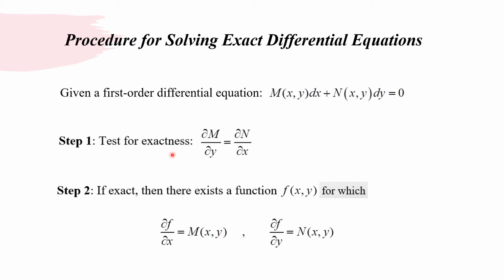If it is an exact equation, then we proceed to step number 2. If exact, then there exists a function f(x,y) for which ∂f/∂x = M(x,y) and ∂f/∂y = N(x,y). By definition of the exact equation, ∂f/∂x is defined as the function M and ∂f/∂y is defined as the function N. So this function f is the unknown function that we need to solve.